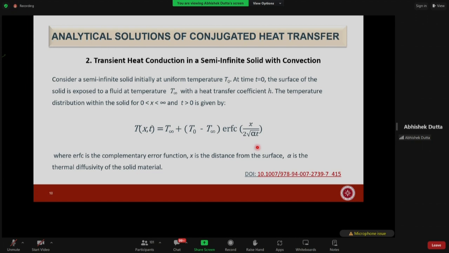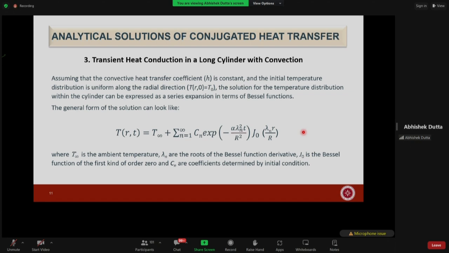So this paper that I've mentioned here basically discusses that. You can also have a look at this paper later. I have just one more analytical solution. This is the one that I did with my students a couple of months ago.